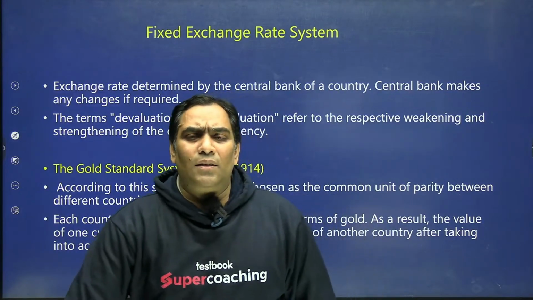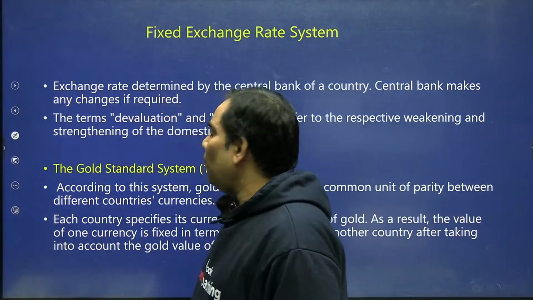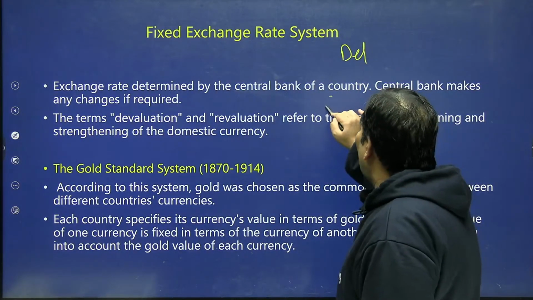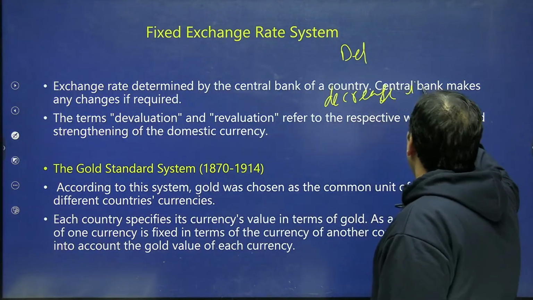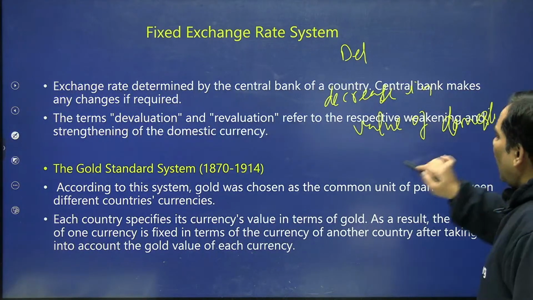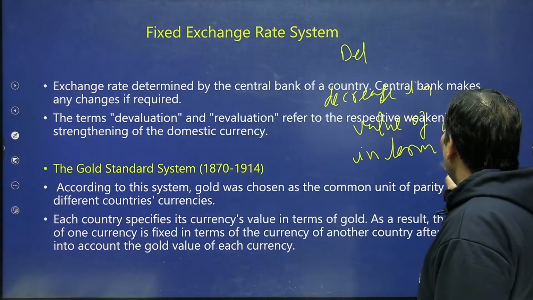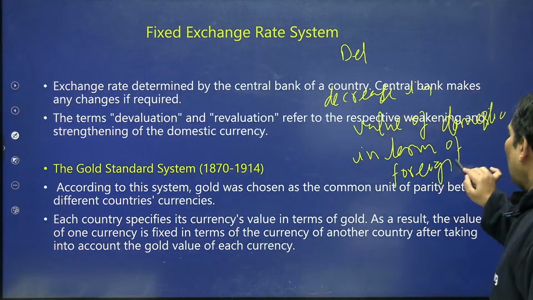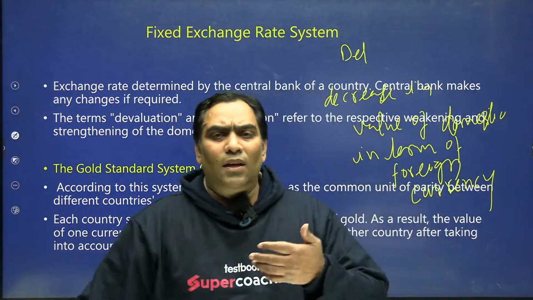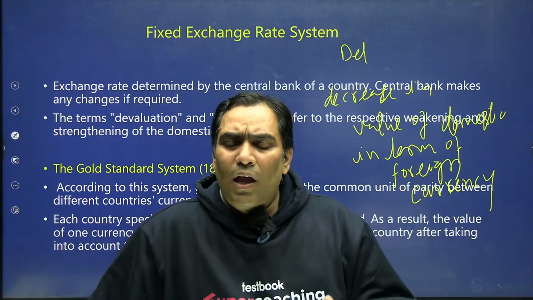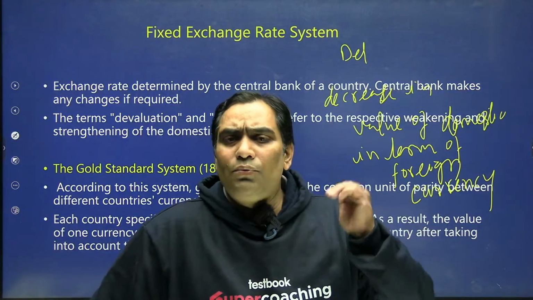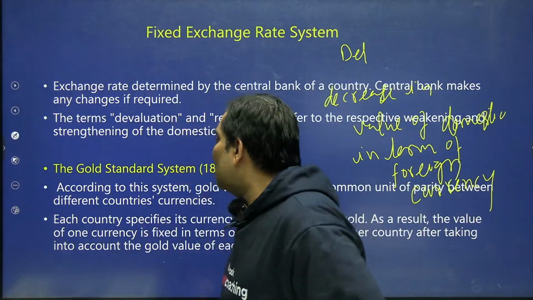That is known as fixed exchange rate system. So what happens in case of fixed exchange rate system, when there is a decrease in the value of domestic currency in terms of foreign currency? It is known as devaluation. Under the fixed exchange rate system, the central monetary authority intentionally decreases the value of domestic currency in terms of foreign currency. That is known as devaluation.